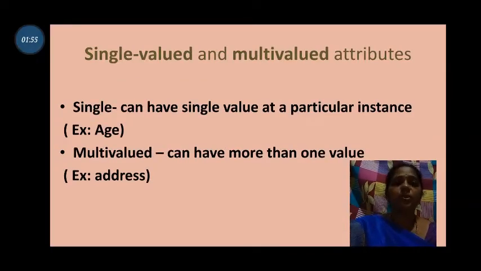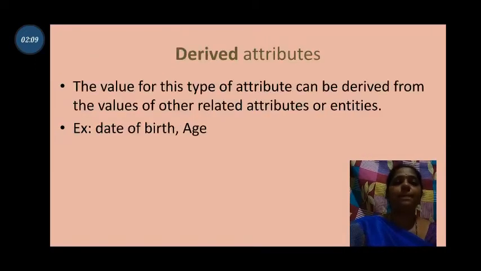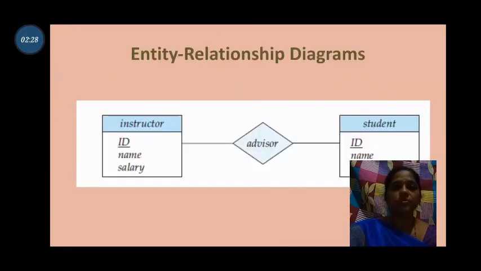Single valued attributes can have a single value at a particular instant. Example, age of a person. And multi-valued attributes can have more than one value. Example, address. Derived attributes means the value for this type of attribute can be derived from the values of other related attributes or entities. Example, we can derive the value for the date of birth attribute from another attribute called age. So this is the pictorial representation of the entity relationship diagram.